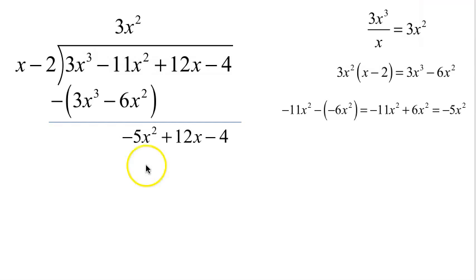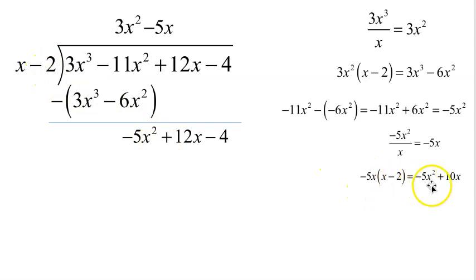And the next thing we need to do is divide. So negative 5x squared divided by x will be negative 5x. That's the next part of my quotient. Negative 5x times x will be negative 5x squared. Negative 5x times negative 2 will be positive 10x. As we see here, this negative 5x squared plus 10x must be subtracted from this piece.